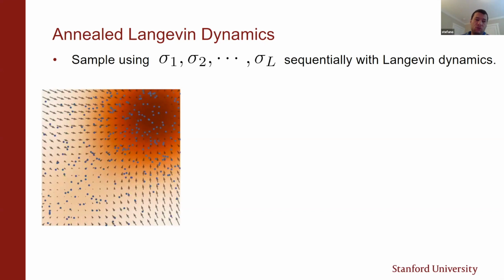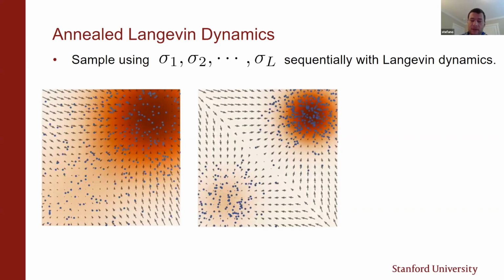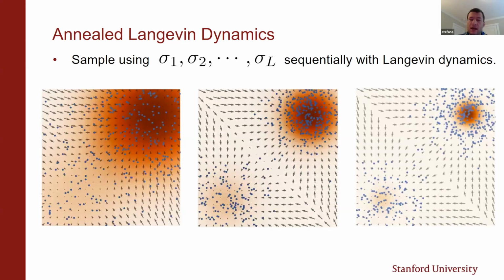And so what we do is we consider now a distribution with a little bit less noise. We initialize Langevin dynamics with the particles from the previous iteration, and we run it for a little bit more. And then we consider another noise level, even smaller. This is very close to the data density we wanted to sample from at the beginning. And we run another Langevin dynamics, again initializing it with the particles from the previous iteration.